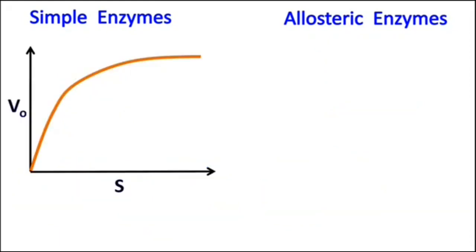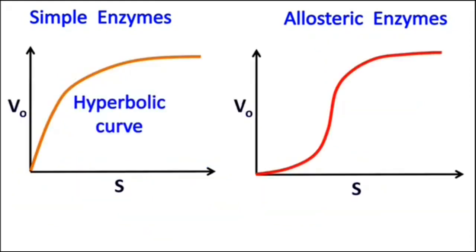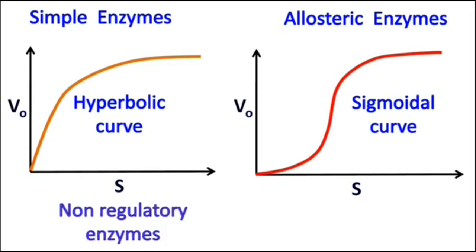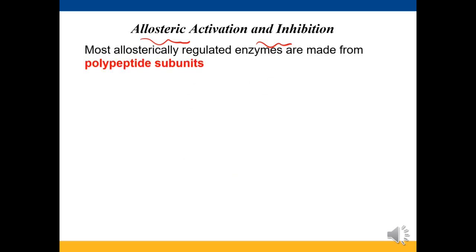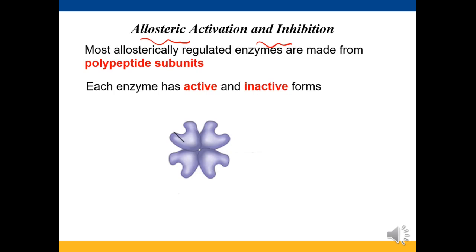Simple enzymes show a hyperbolic curve, whereas allosteric enzymes show a typical sigmoidal curve. Simple enzymes are also termed non-regulatory enzymes, while allosteric enzymes are termed regulatory enzymes. Now let's talk about allosteric activation and inhibition. And to do that, I want to show you this diagram from your textbook.